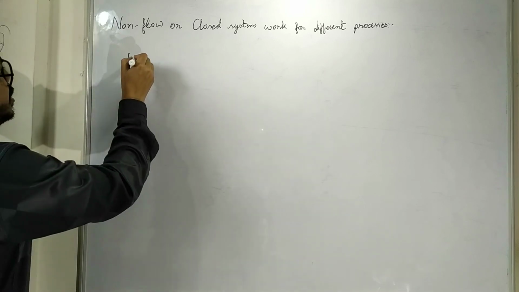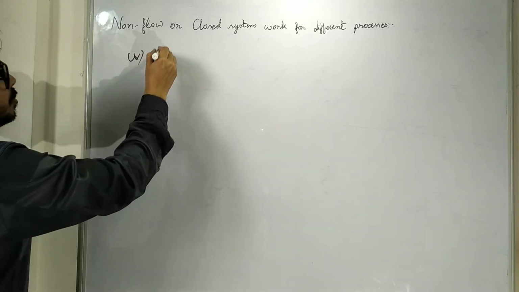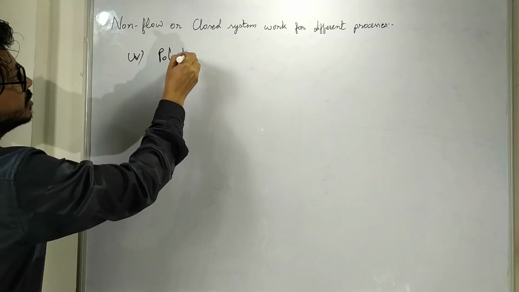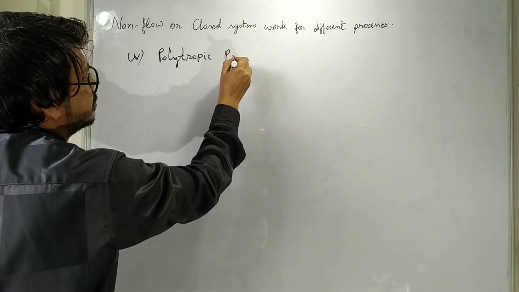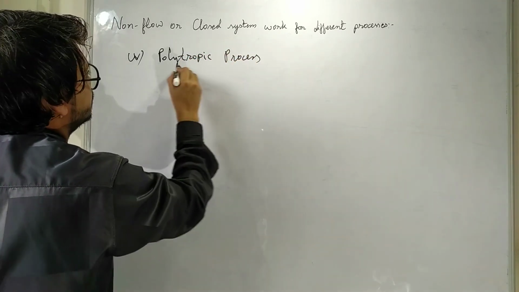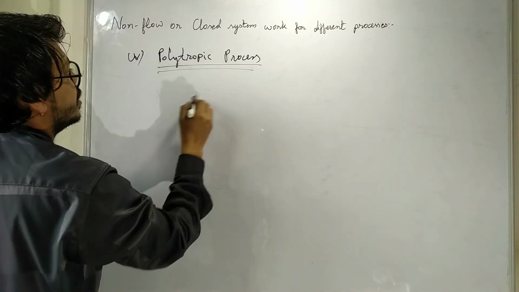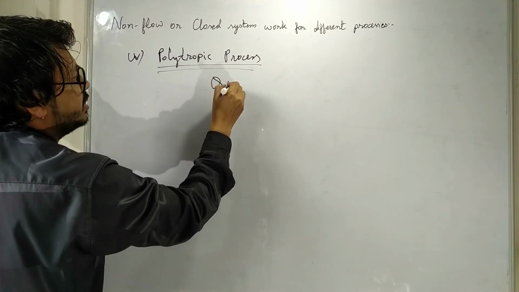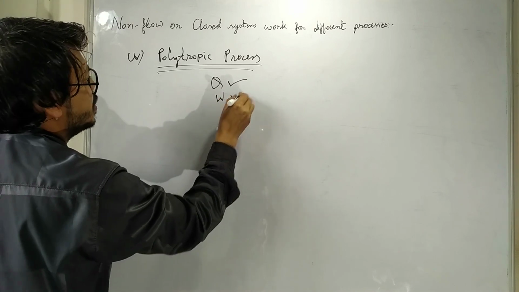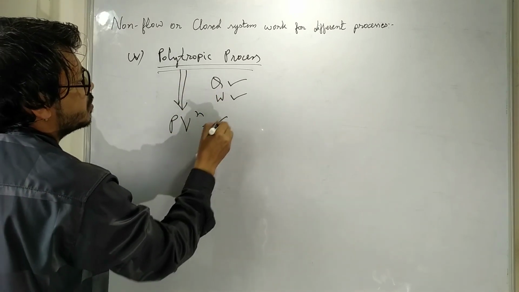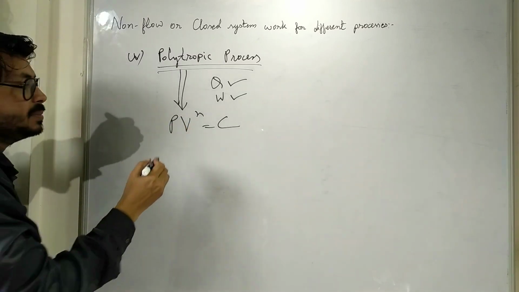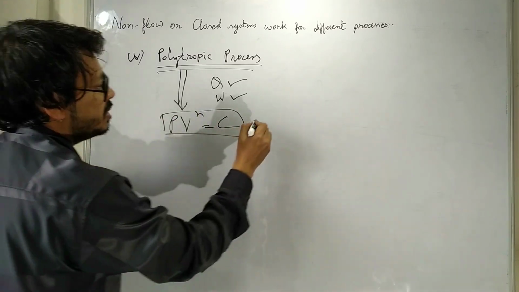Now the fifth one is the polytropic process. Polytropic means there is heat transfer, there is work transfer, and we have PV to the power n equals constant without any assumption. So there are no assumptions.